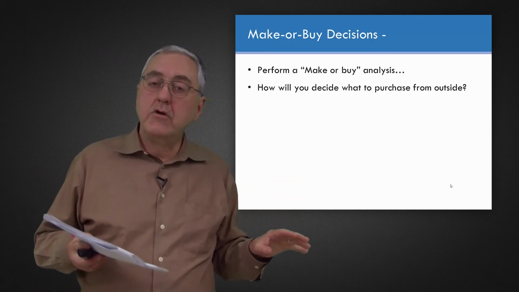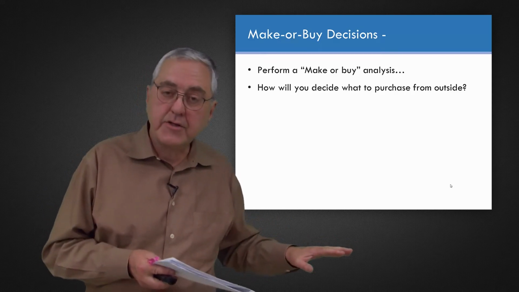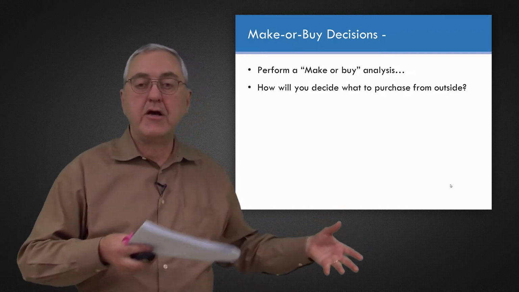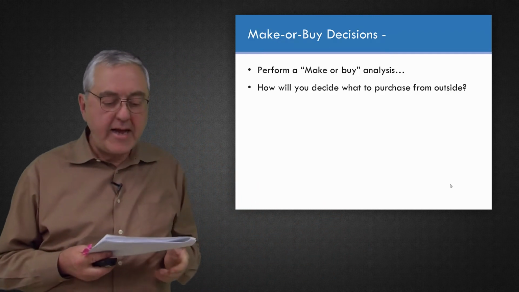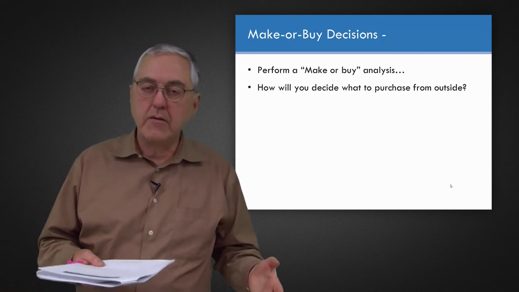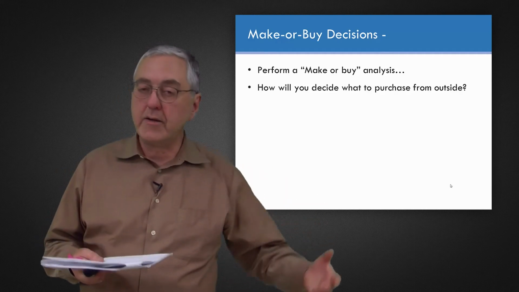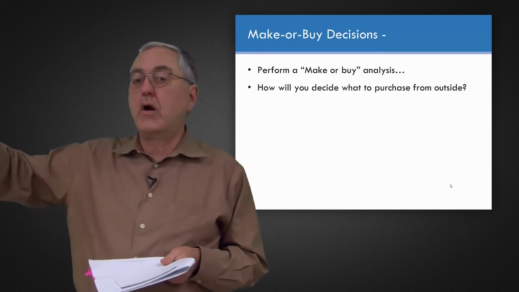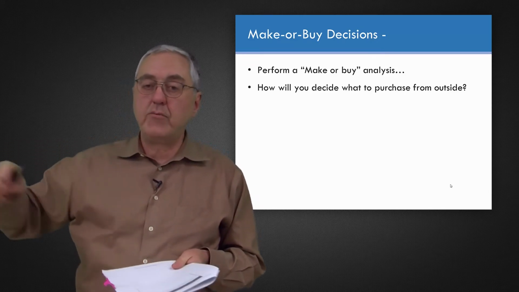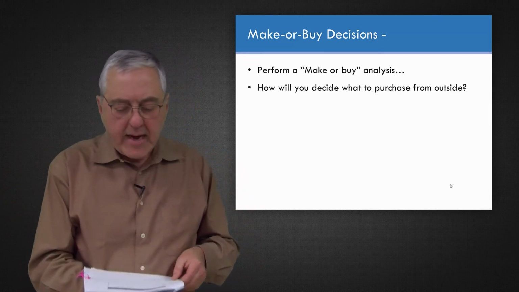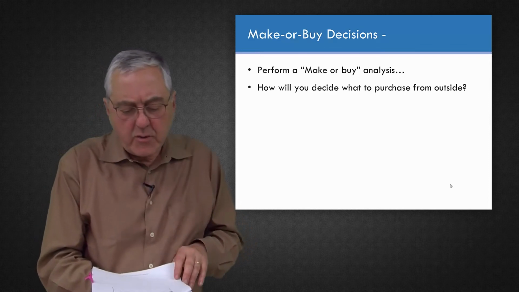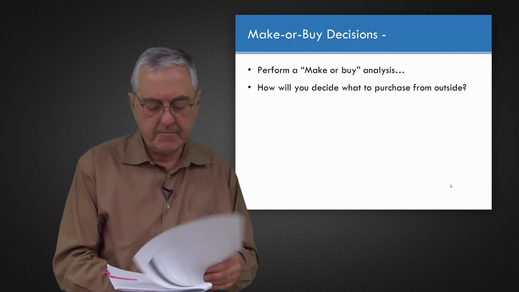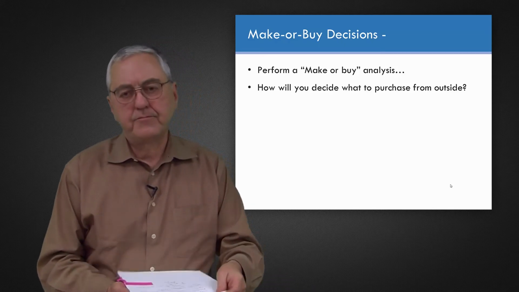In other words, you say, we do have interior designers who work within our company, and we are simply going to do the design ourselves. So make or buy means for a particular item of work, which is doing services or providing a product, you decide, are you going to do it yourself, which is make, or are you going to purchase it outside, which is the buy. Now, this raises a question of how would you decide what to purchase from outside?